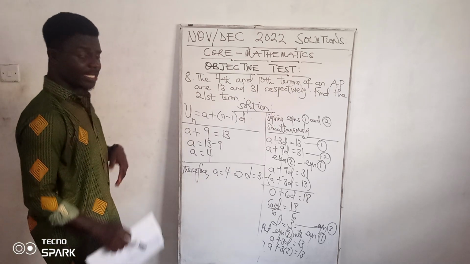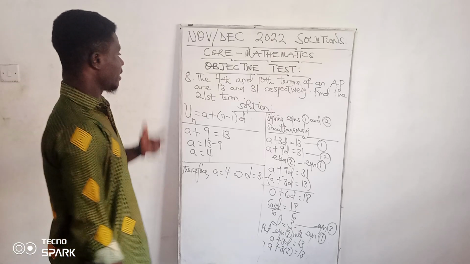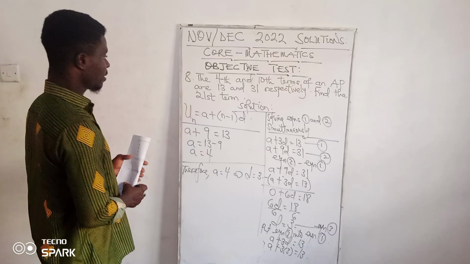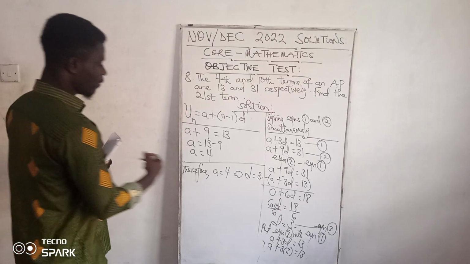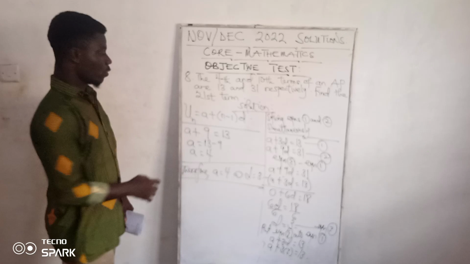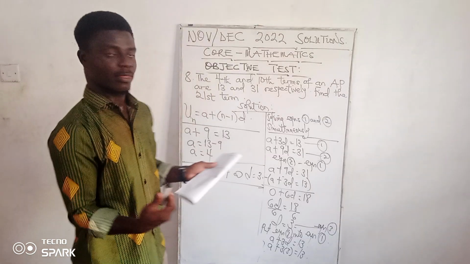But this time around, they didn't tell us to find the first term and the common difference. They said we should find the 21st term, right? The 21st term. So if you are finding the 21st term, then still we are using the nth term of the AP, which is a plus n minus 1 times d. That's the general nth term.